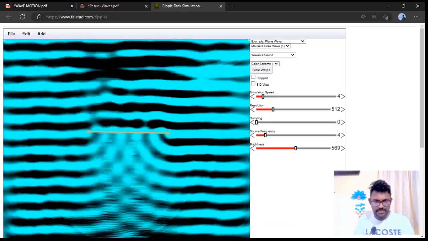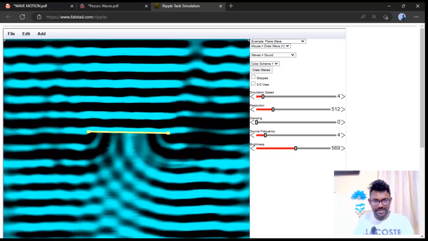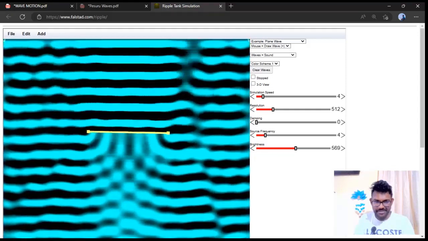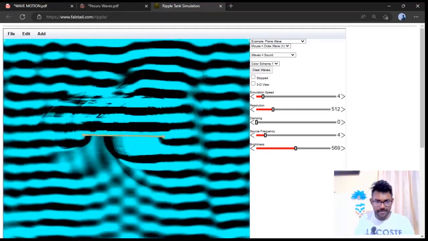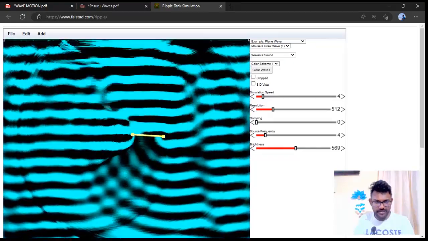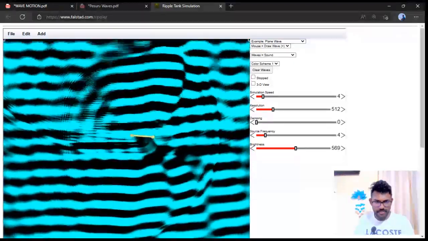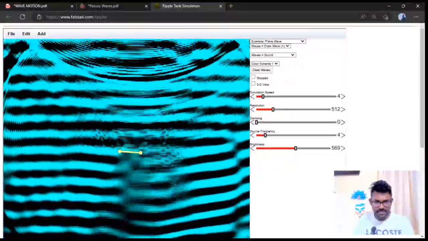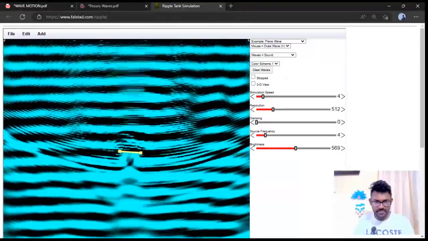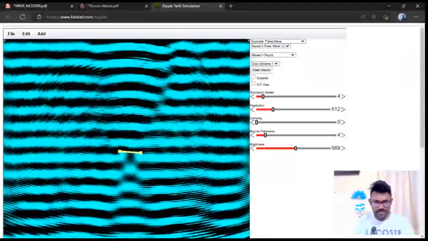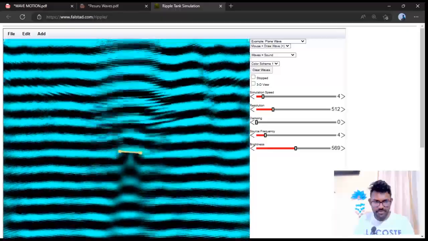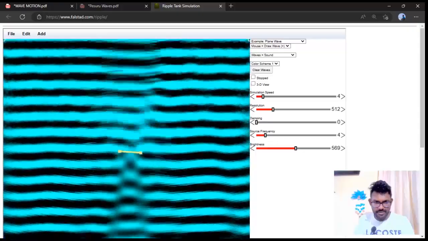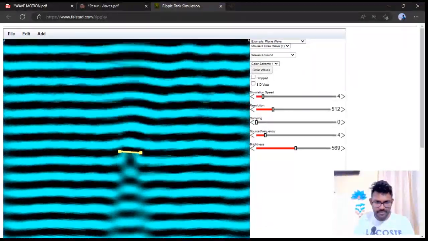Now you can see the waves are bent there. Again, don't get hypnotized with this. The light rays, not the light rays, but the waves are bent there. If I reduce the size of it, there will be a certain reflection. The thing that is going up will be the reflection, and it gets superimposed with this wave. You can see it's bending.